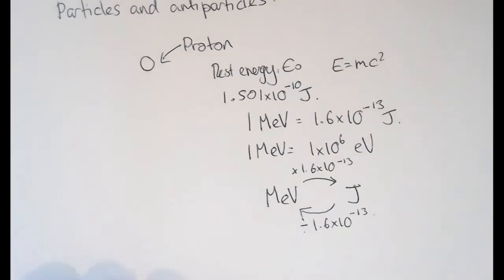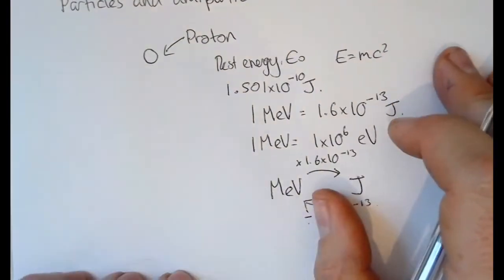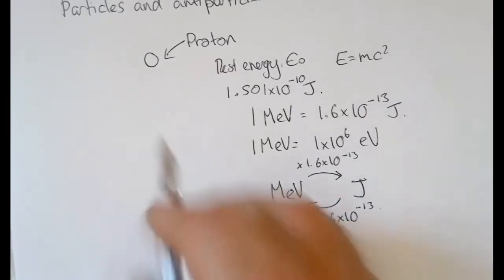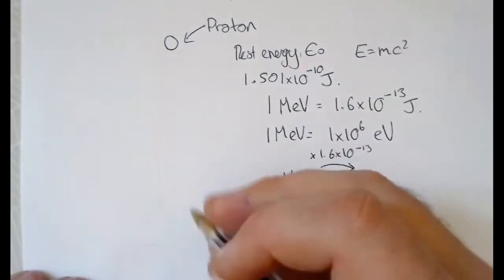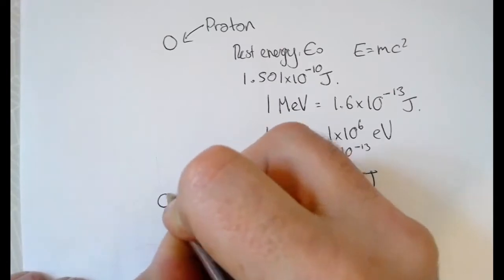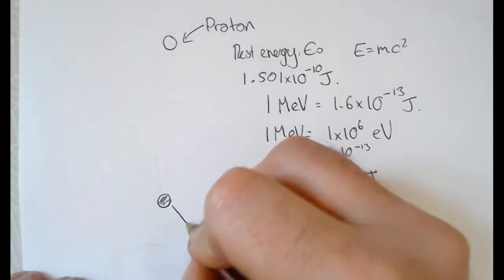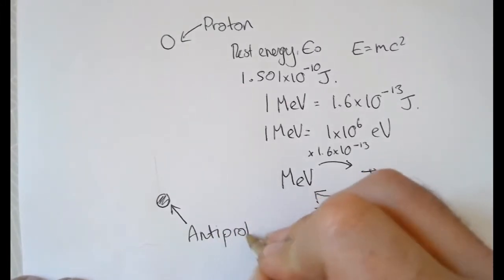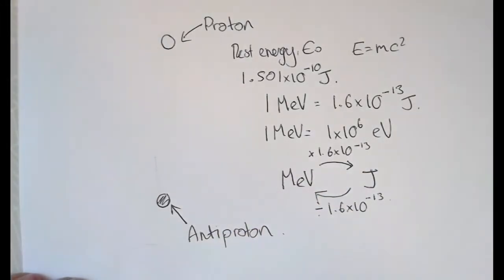So let's go back to our proton. It's got a rest energy of 1.501 times 10 to the negative 10 joules, and for every particle there is an antiparticle. So here we have an antiproton. It's going to have an identical mass to the proton, so it will have an identical rest energy.